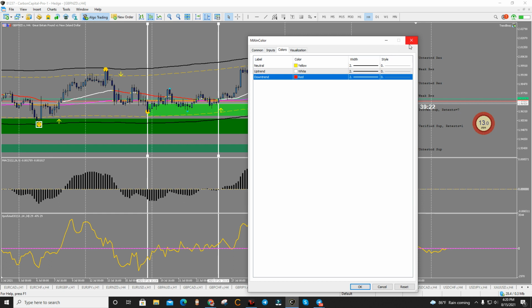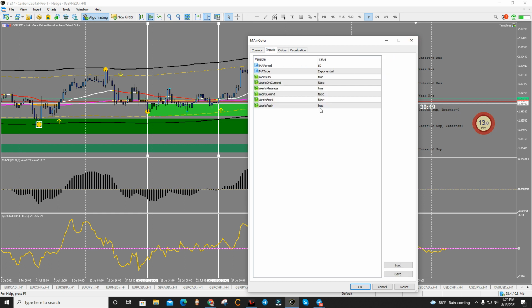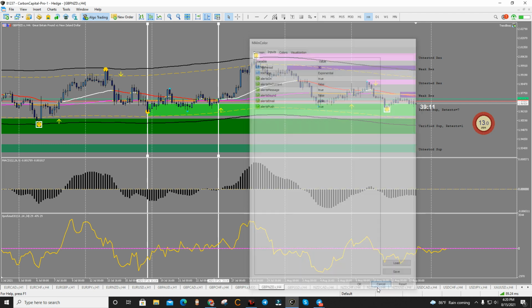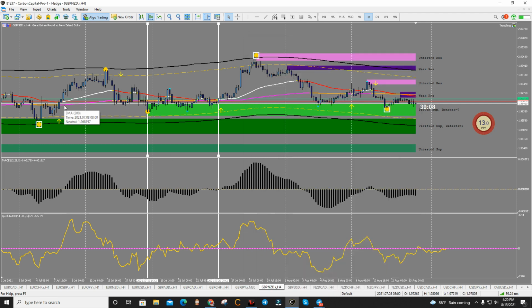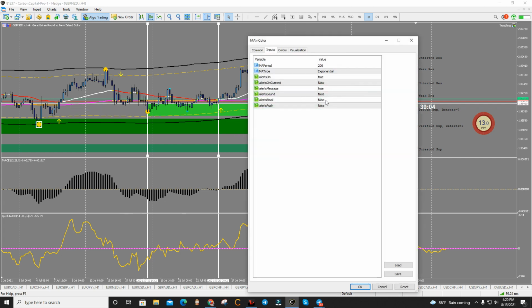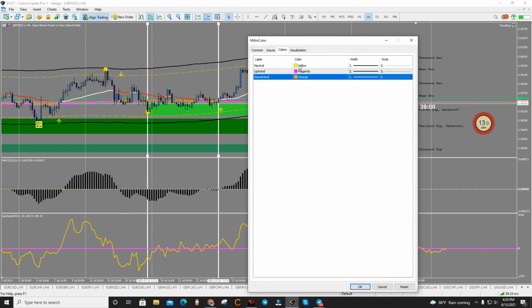I also have push alerts on this, so I get a push alert every time the 50 moving average changes colors, either for a buy or sell. Then I also have the 200, which is the magenta and the brown right here. So I've got my 200 EMA. I can have push alerts, though I don't really want them on that one. My yellow is the neutral, my uptrend is magenta, and my downtrend is orange.